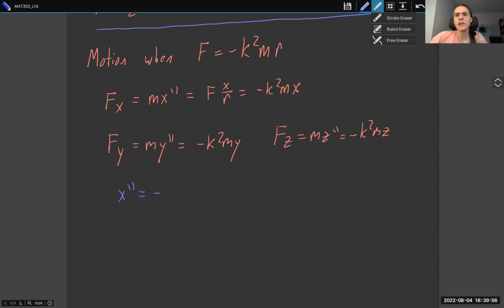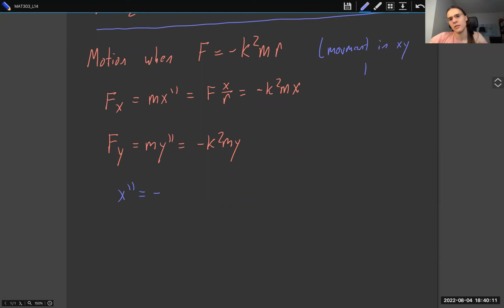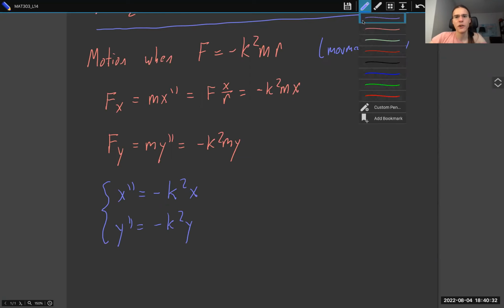Right. We are going to pass to a plane. We are going to assume that the movement is in the xy plane, because we've shown that it moves in the xy plane. Okay, so we get the decoupled equations. x prime prime is equal to negative k squared x, and y prime prime is equal to negative k squared y. And these differential equations can be solved entirely independently of each other.